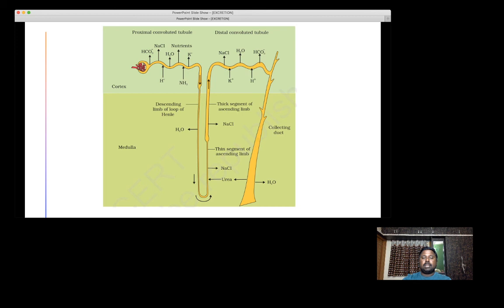Next, this is the diagram given in the books. See the proximal convoluted tubule and the distal convoluted tubule, and what is reabsorbed in each: NaCl, H2O, HCO3, K plus, H plus, and NH3. Note down H2O in the descending limb. NaCl is also reabsorbed in the ascending limb, and urea is reabsorbed as well. H2O is also reabsorbed in the collecting duct. Note this down, because questions will be asked based on this diagram.